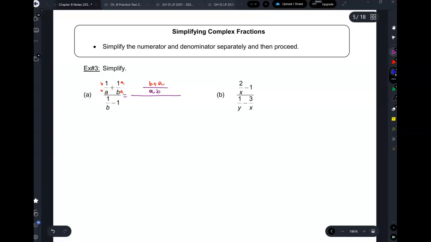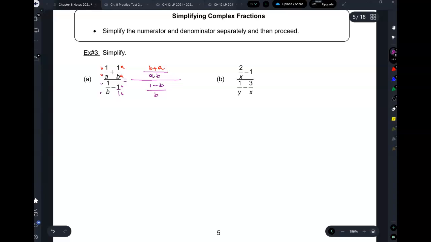Okay, now let's go to the bottom. The common denominator is what? This is 1 over 1. It's B. So I multiply by 1 over 1, and then B over B, so it's 1 minus B, correct? Now, look at what I have. I have something divided by something else. So this is B plus A over AB times the reciprocal, right? These go away. So I get B plus A over A, 1 minus B.